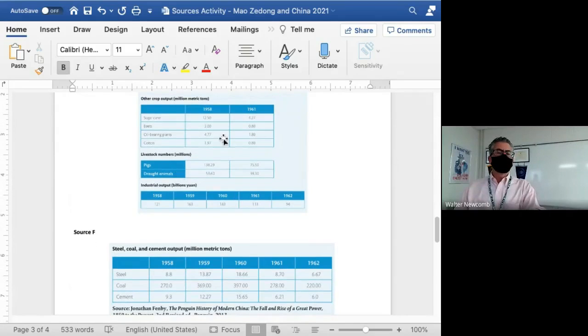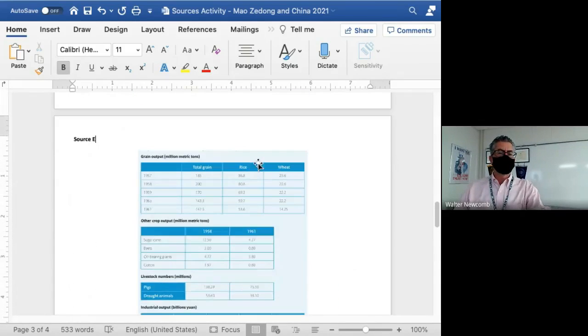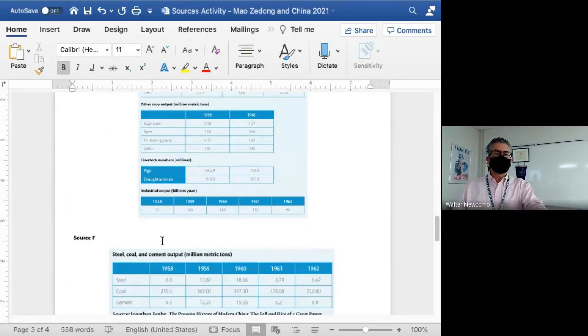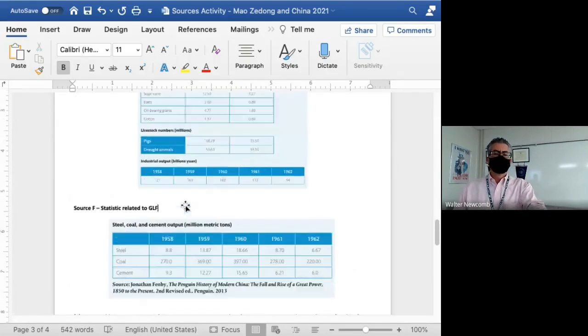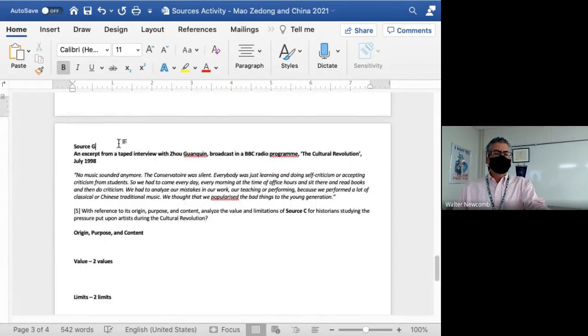Here, these next two sources, they're also statistics, but these statistics are related to the Great Leap Forward program. I'm just gonna call it the GLF, Great Leap Forward. And same here, some more statistics. Great Leap Forward. And then this last one here, it's an interview and it's about the Cultural Revolution. So this source focuses on the Cultural Revolution.